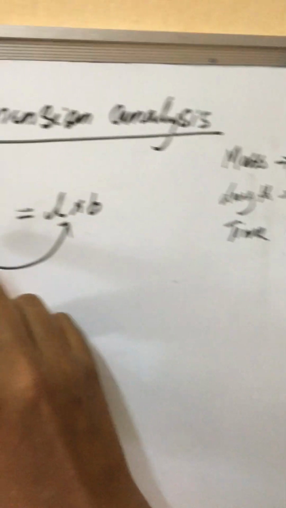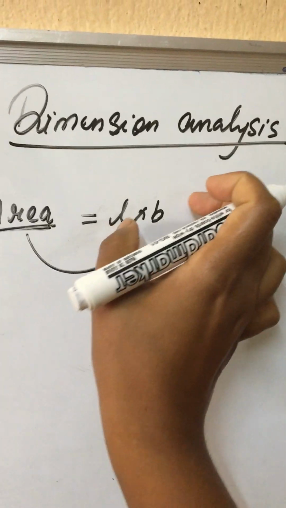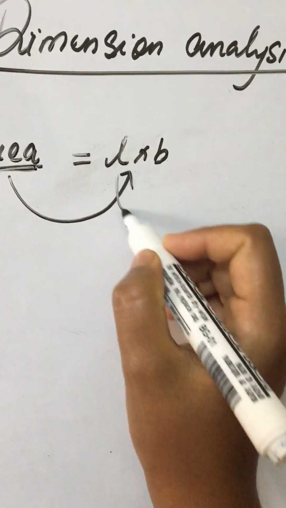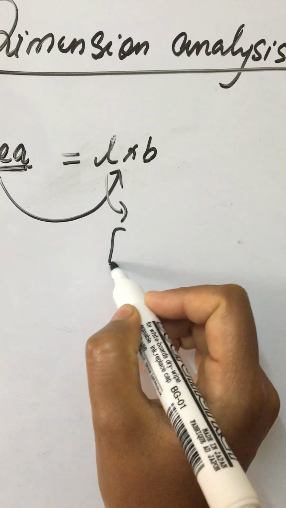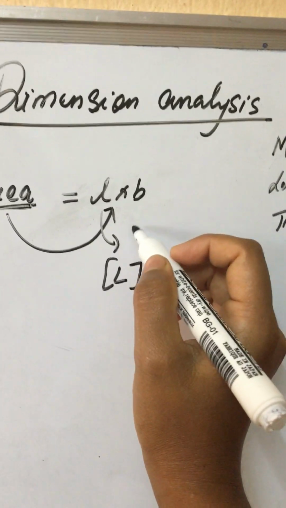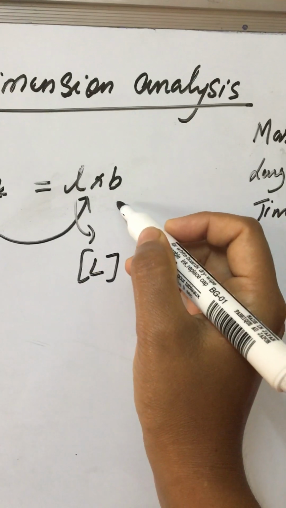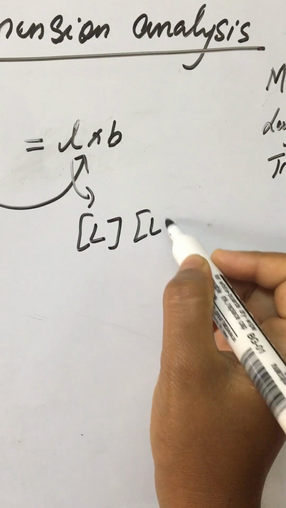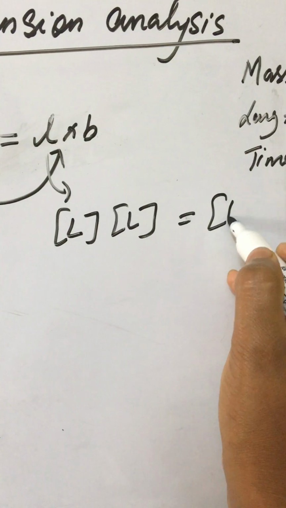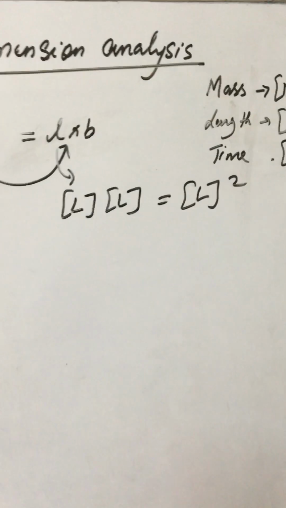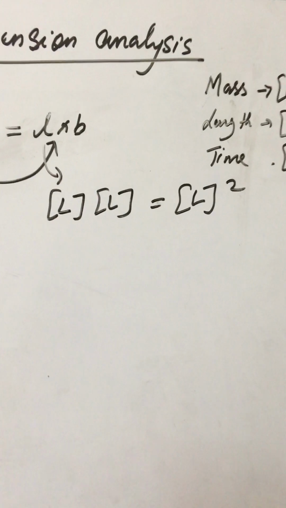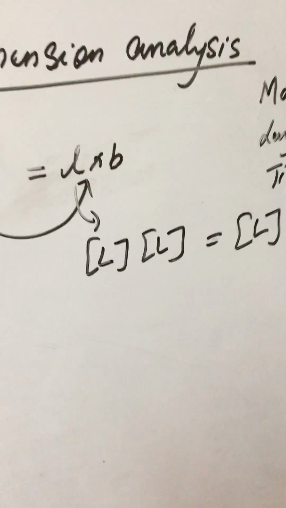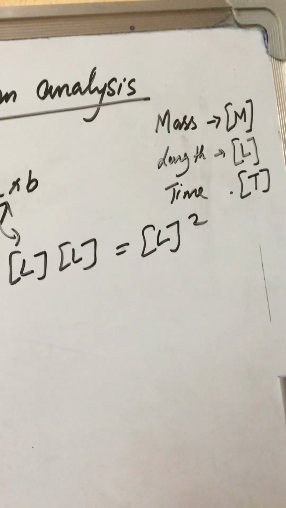Okay, area is length into breadth. So what dimensions does it involve? Length means length. Breadth is also a measurement of length only, right or not? So area involves 2 dimensions of length. Area involves length how many times? 2 times.